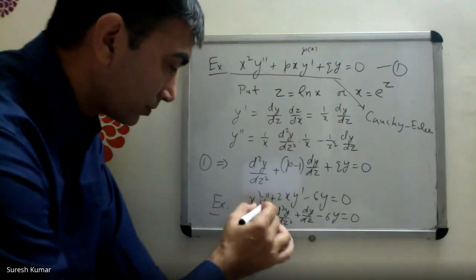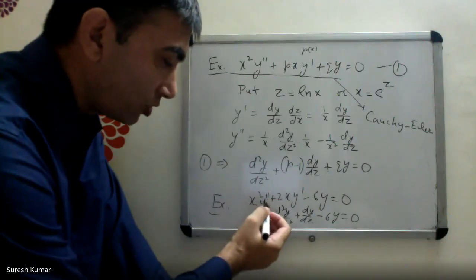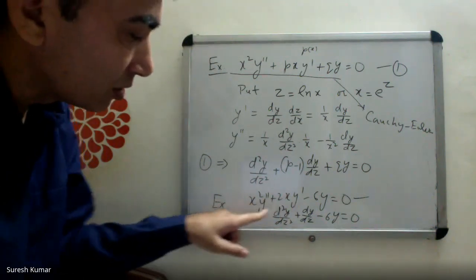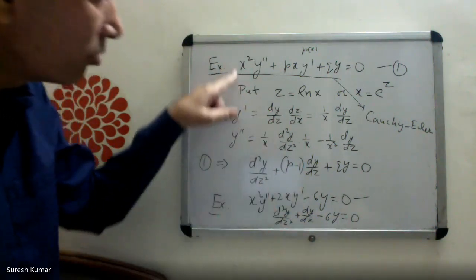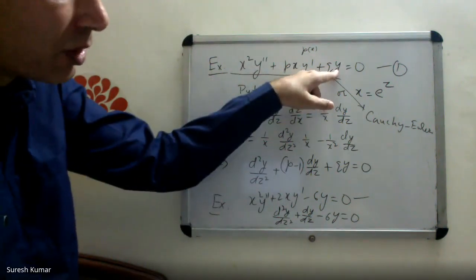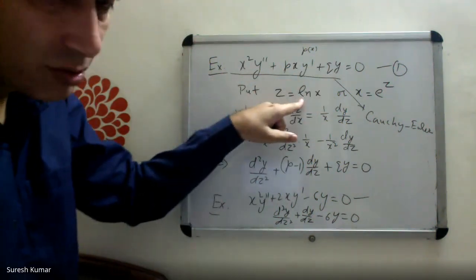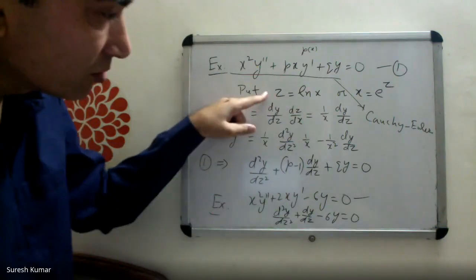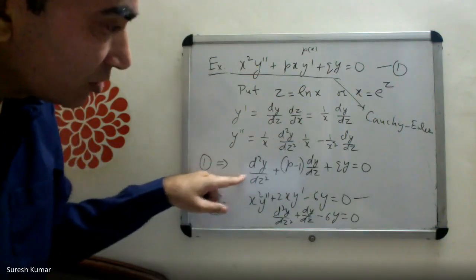Can you please repeat the question? It was not audible for me. I'm saying that solve this differential equation. Okay, you are saying that this equation is of this format. So in this, we will use this transformation z equal to ln x. Once we use this transformation, we follow these steps and we reach here.